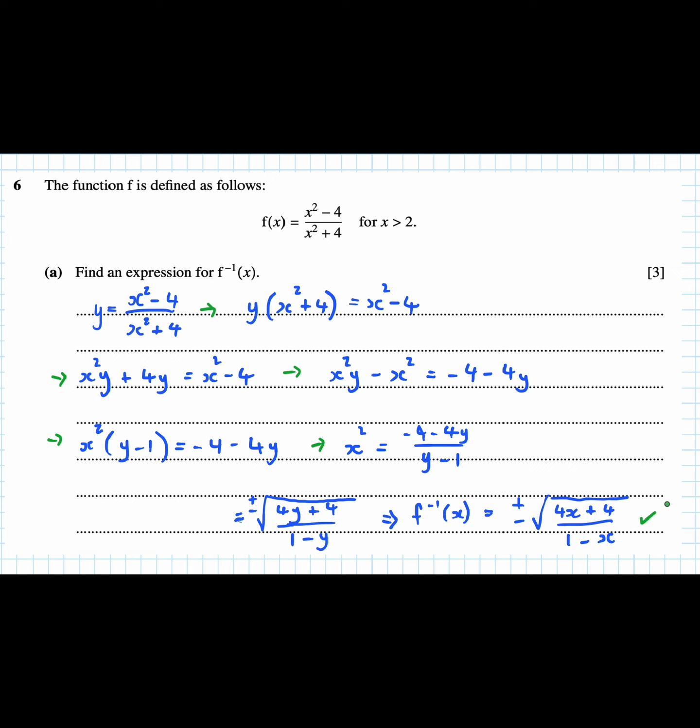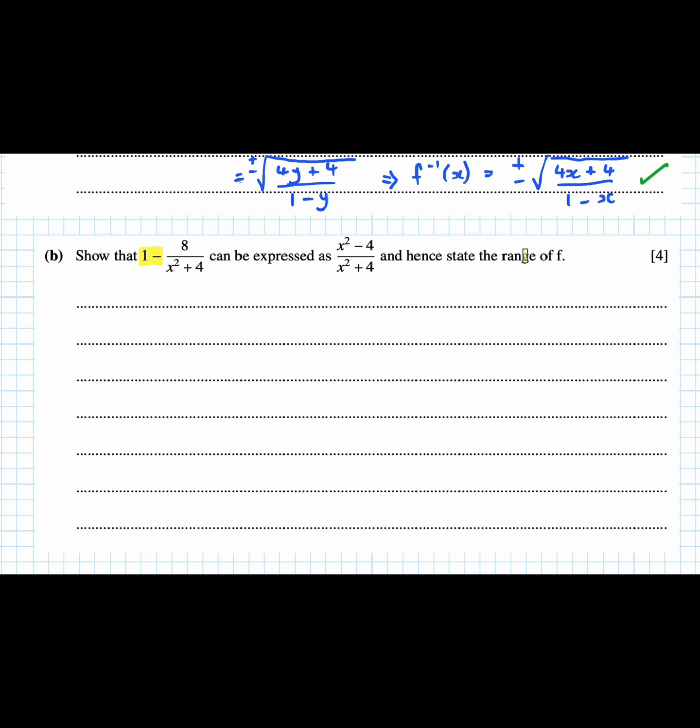Part B of question 6, show that 1 minus 8 over x squared plus 4 is equal to our original rational function that we just looked at, and also hence state the range of f. So we're going to rewrite 1 as x squared plus 4 all over x squared plus 4. So getting the same denominator. So little algebraic tricks like this. So for the numerator, x squared plus 4 minus 8 was of course x squared minus 4.